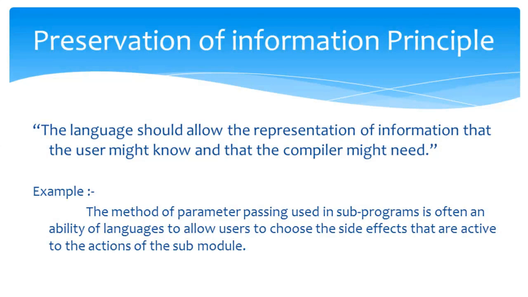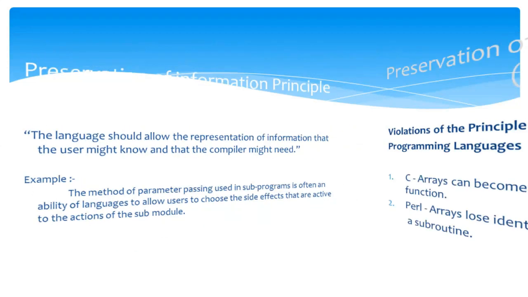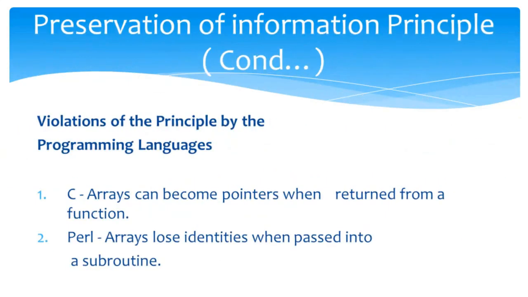Though the situation is like that, C arrays as well as Perl arrays violate this preservation of information principle. Violations of the principle by the programming language. C arrays can become pointers when returned from a function. Perl arrays use identifiers when passed into a subroutine.